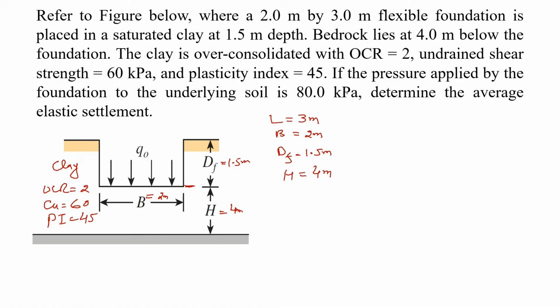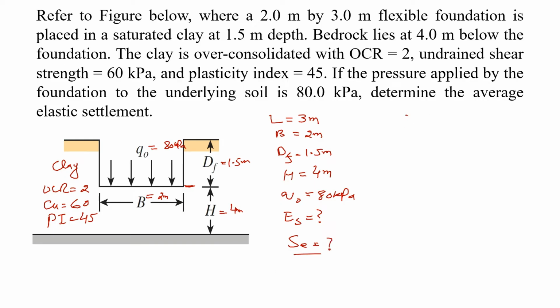If the pressure applied by the foundation to the underlying soil is 80 kilopascals, meaning we are given Q naught, and this Q naught is equal to 80 kPa, then determine the average elastic settlement, that is, how much elastic settlement will occur due to construction of this type of flexible foundation on the clay. We will need to determine ES, then we'll find SE, the elastic settlement.